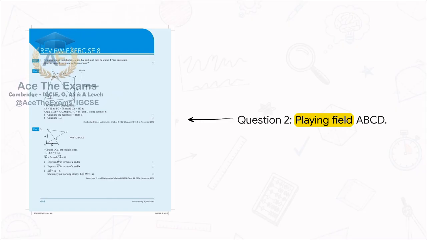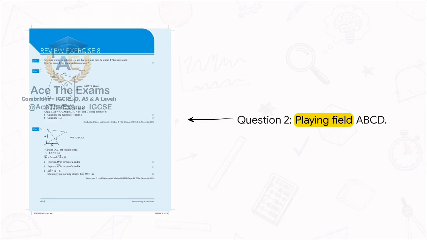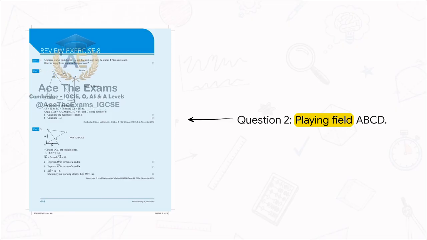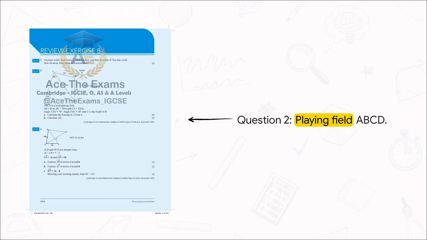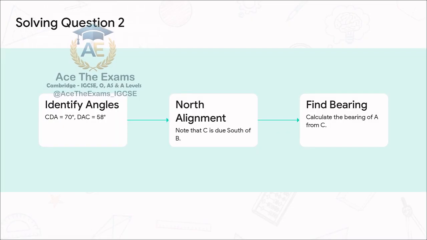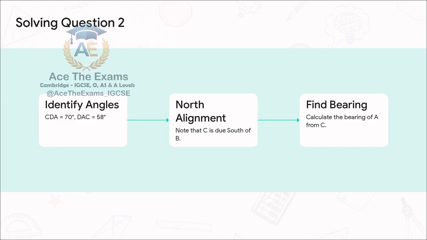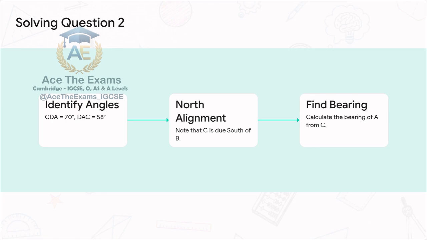Because C is due south of B, the line CB perfectly aligns with a north-south axis. This means if we draw a north line at C, it is simply an extension of the line BC upwards. That single realization is the key to unlocking the entire problem. The crucial point here is following these exact steps to bridge the gap between the drawn diagram and the actual mathematical calculation required for those 4 marks.